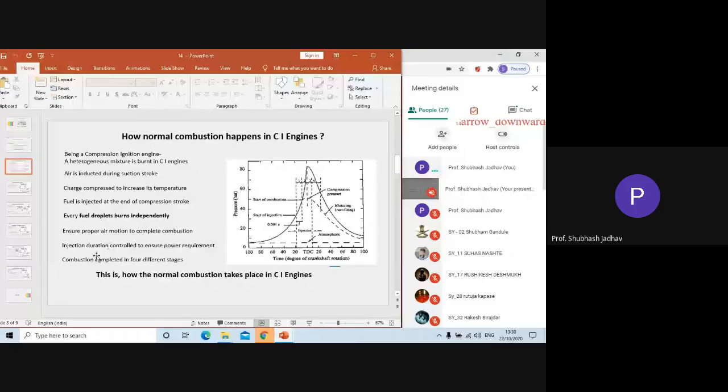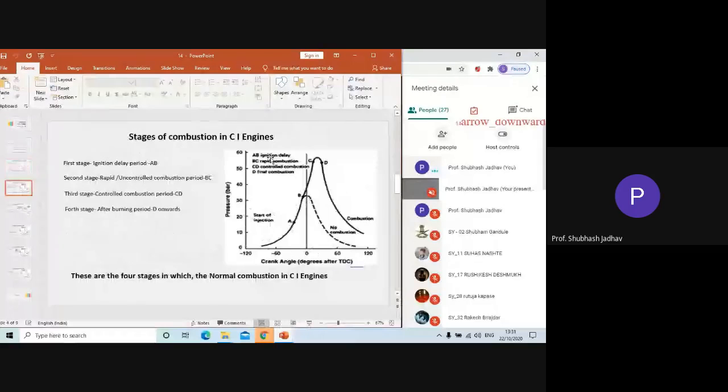And all this particular combustion process happens in 4 different stages. Unlike in SI engine, we had 3 stages. Here we have 4 stages. And that is how a normal combustion happens. And in the diagram, we have shown a P theta diagram, pressure crank angle diagram for a CI engine combustion.